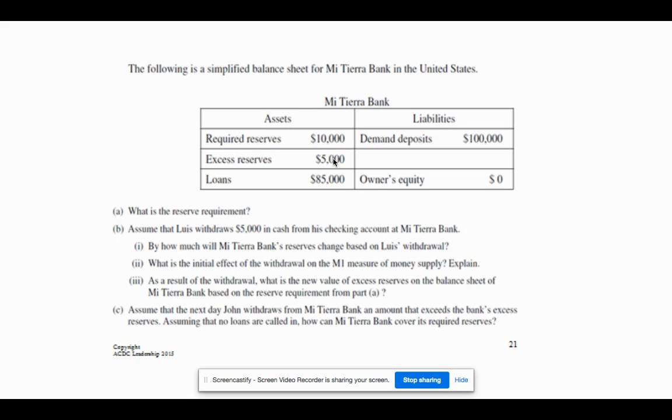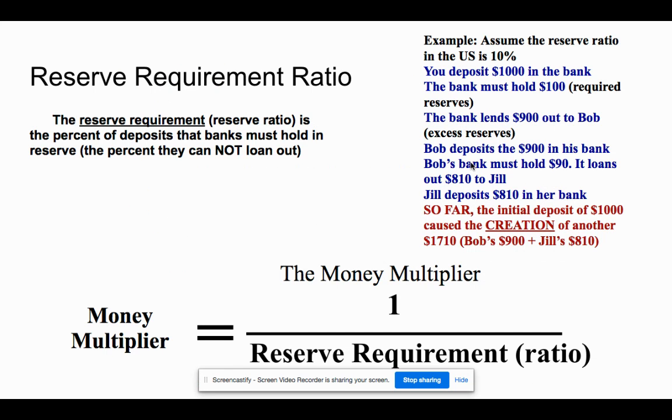Our excess reserves is $5,000, and loans that we've made out is $85,000. We are going to ignore this money for right now because these are loans. This money is gone. We still have $5,000 that this bank can loan out to an individual. All right, let's keep going and look.